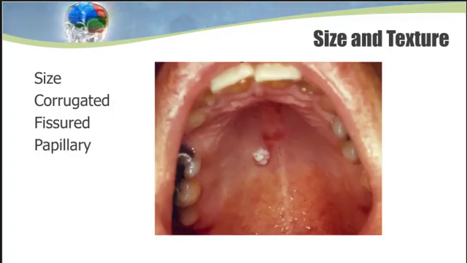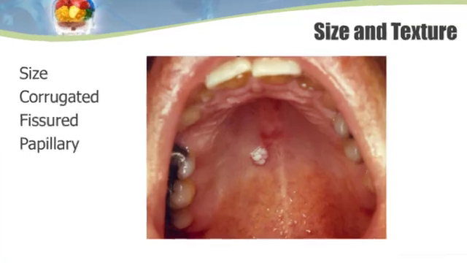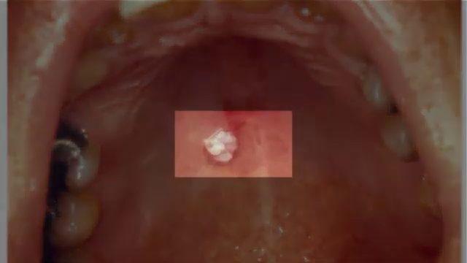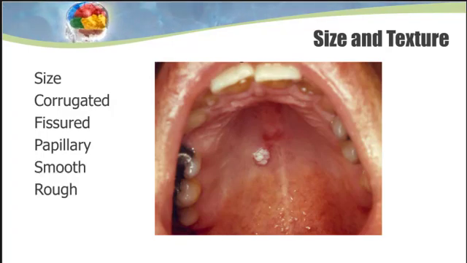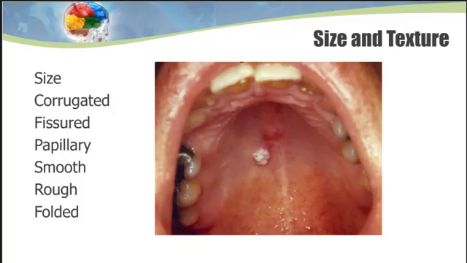A papillary lesion is going to be a small clustered projection. So it's going to look like a wart. So it has a wart-like projection in the mouth. This is a lesion that we would refer to the oral surgeon. Sometimes these are the result of an HPV virus, a human papillomavirus, but unless we get that under microscopy, we really don't know. Other words that we may use to describe a lesion would be smooth, rough, and folded. And those are just terms that you may see in your practice.